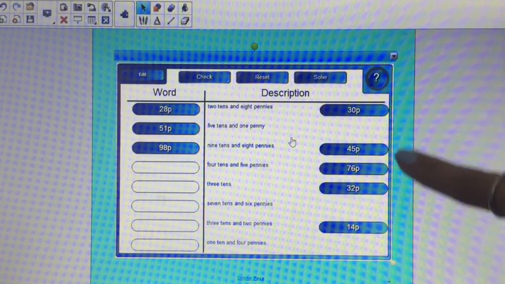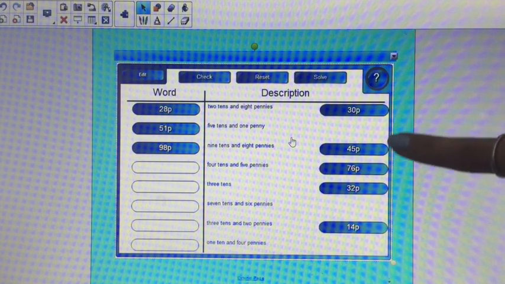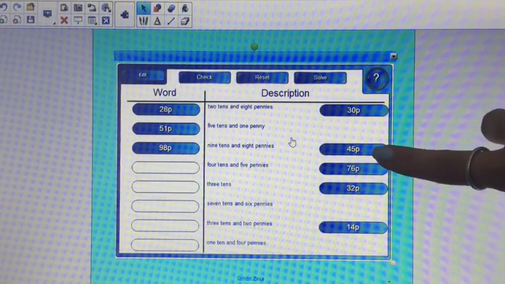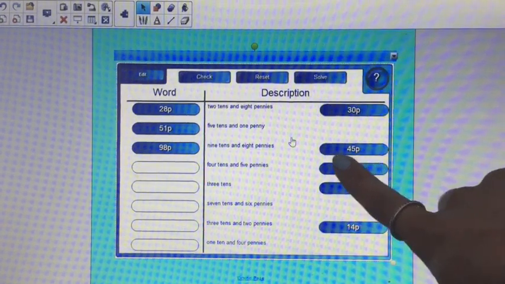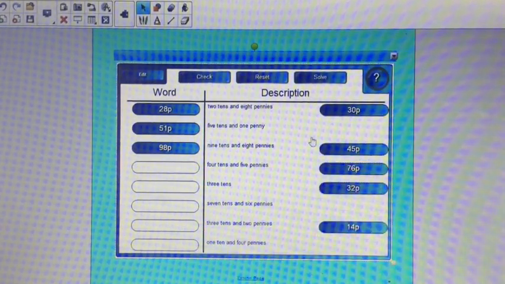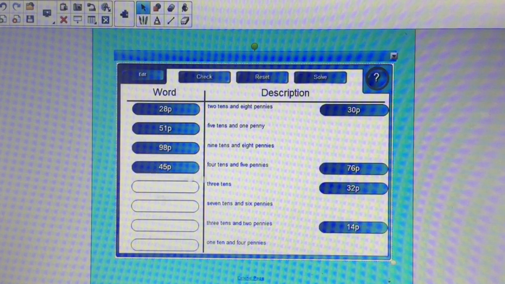Next one, 4 tens and 5 pennies. Which of these shows 4 tens and 5 pennies? Okay, let's go through the answer. 4 tens and 5 pennies is 45p up here. 4 tens for 40, 5 pennies is 5, 45p. Let's match it up. 45p, 4 tens and 5 pennies.